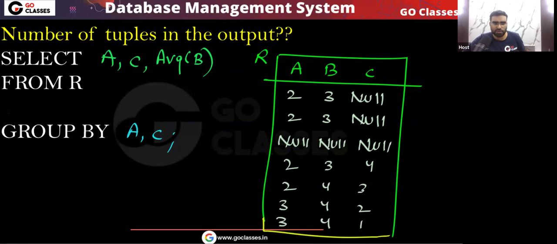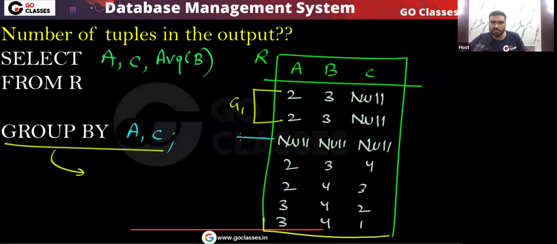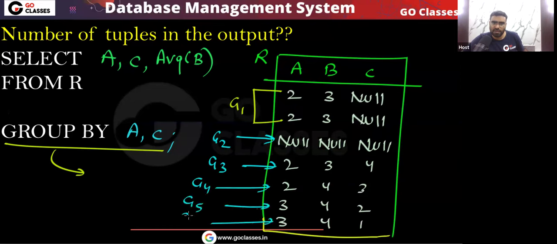Now tell me the answer for this question quickly. How many groups will be created? You can see 2 null, 2 null, they are one group. So one group is this; this is your group number 1. Another group is this, let's call it group number 2. Next, 2 4, 2 3, 3 2, 3 1, so they are different groups. This is group number 3, group 4, group 5, and group 6.